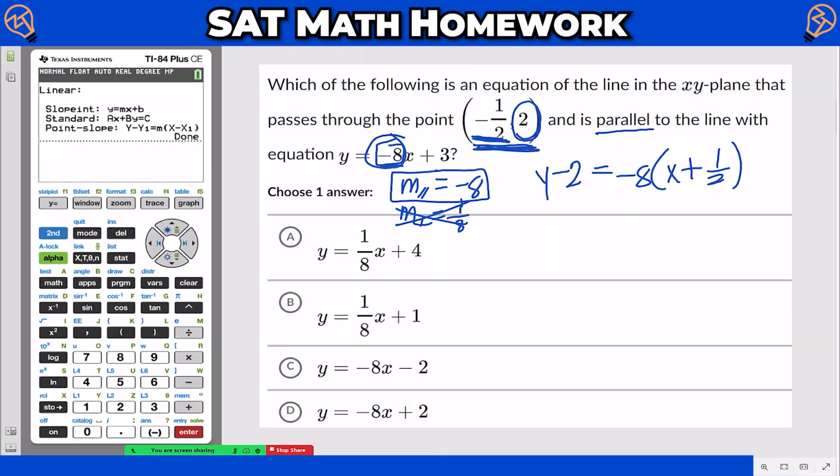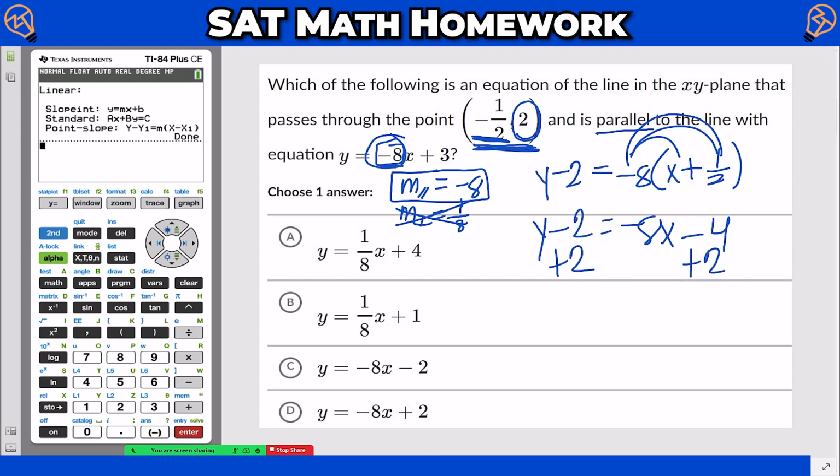So let's do that. We're going to go ahead and distribute the -8. We get -8x. A negative times a positive is a negative, and half of 8 is 4. And then finally, we're going to add 2 to both sides, which gives us -8x minus 2, and that matches with option C.